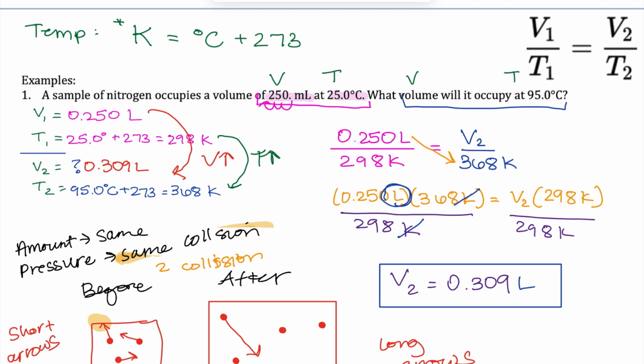Make sure we can see. Yep, that's longer. You might have a collision with the side where it bounces off. There's one collision though, and then there's another one, two. So we want to show those same number of collisions, 1, 2. So our pressure is staying the same, amount stays the same, but when I had more volume, the longer arrows show that temperature changed and went up as well.